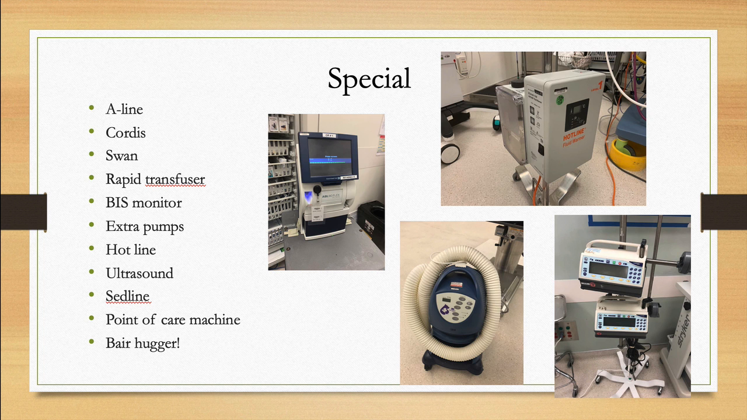The last letter in MSMAIDS stands for special. Now this could be anything at all. It could be an A-line or a Cordis if you have a big case, a Swan if you're doing a heart or a liver, rapid transfuser if you're expecting a lot of blood loss, extra pumps, BIS monitor, hotline, ultrasound, SEDline, you name it. It's to remind yourself to ask, is there anything else about this case that I need that deviates from that of a general anesthetic?